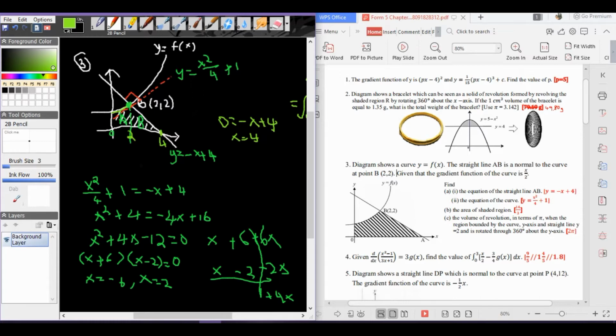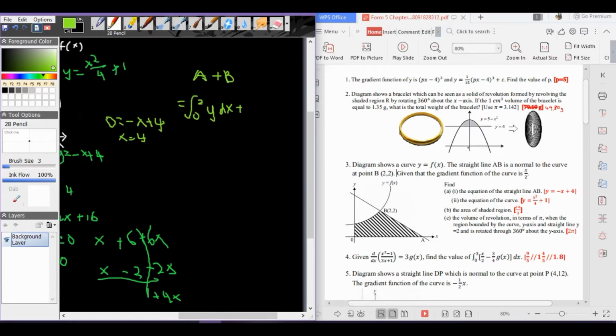We integrate from 2 to 4. Okay, integrate from 2 to 4 y dx. This is for curve. This is for straight line. So equals to, okay, this is for curve. So x squared over 4 plus 1 dx plus integrate 2 to 4. This is for the straight line. Negative x plus 4 dx.